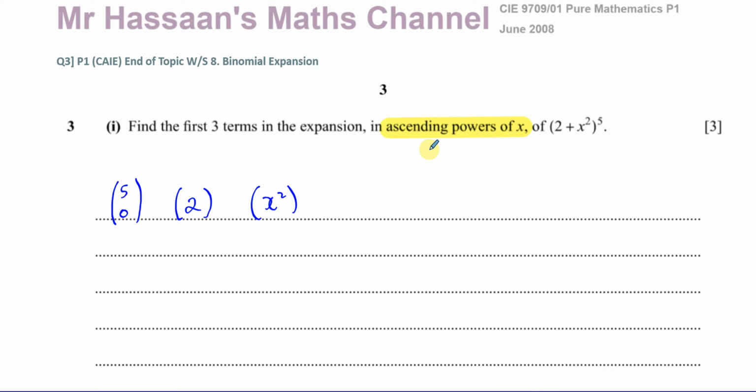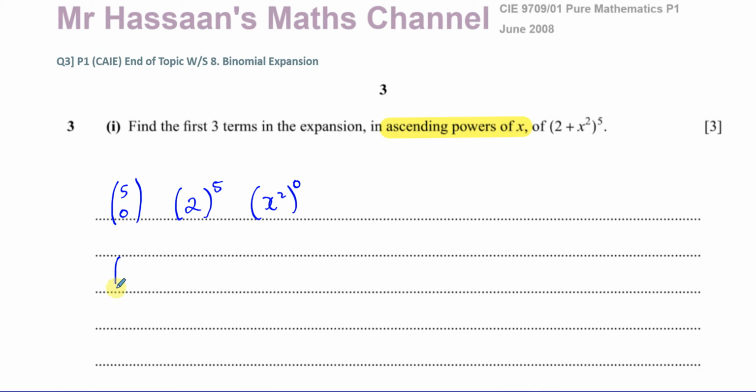Now I want ascending powers of x. So I want this one to start with the lowest number, which will be 0, and therefore this will have to start with 5, because these 2 numbers always add up to this number here. So this will be 0, this is 5, 5, 0. Okay, this is all derived from looking at the patterns that we see when we expand these binomial brackets.